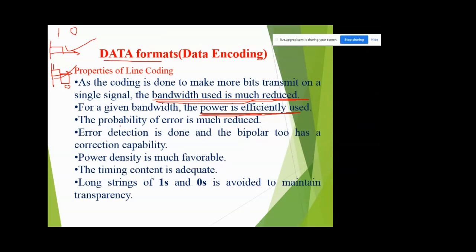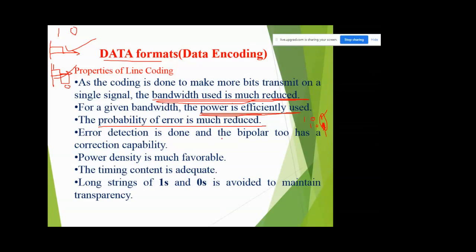Now third, the probability of error is much reduced. Means if you are transmitting 101, sometimes due to distortion in the transmission line, we could receive 100. So there is a difference between these two bits. At the transmitter we transmitted 1, but at the receiver we received 0. In such a situation, if you are using different data formats, it will correct the actual bit automatically. So such probability of error is reduced. That is the next advantage.